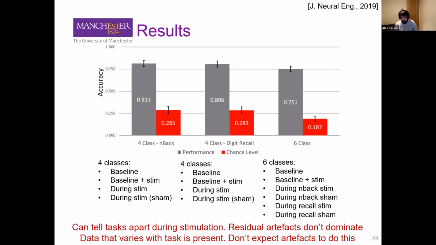But then what we actually see is we can also separate out the 2 tasks during stimulation. So the classifier can identify with a good level of accuracy whether they were doing the N-back task or the digit recall task during the stimulation. What that means is that for the classification process, the residual artifacts that are present don't dominate what it's using to make its decision. So what we're getting is data that varies with the task that's present. Either we're getting EEG that's varying between our different tasks, which is what we would expect, or we're getting residual artifacts that are varying between our tasks.